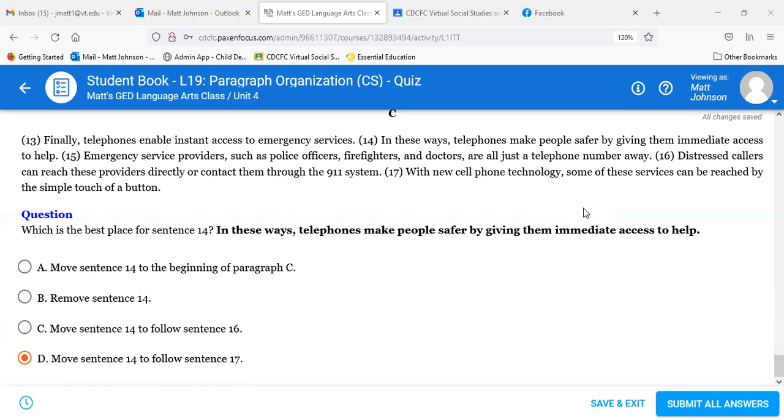And then we list the different ways that people can access them, how they can reach firefighters, police officers, doctors, and then how new cell phone technology is helping with that. And then we bookend it by closing out, sort of like we do with a concluding paragraph. "In these ways, telephones make people safer by giving them immediate access to help." Bookending what's in the middle, the supporting details, with an opening thought and then a closing statement there.